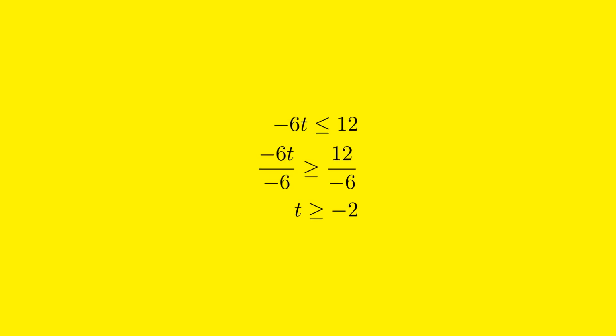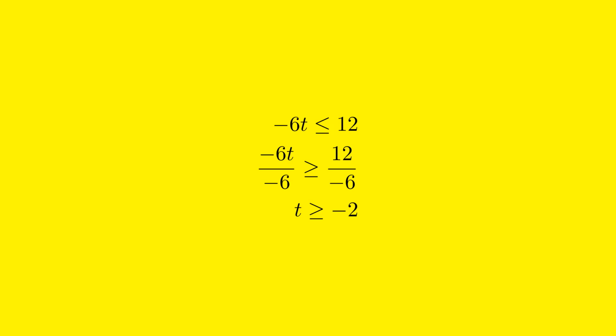Next, we need to isolate the variable t. Currently, we have the inequality -6t ≤ 12. To isolate t, we must eliminate the coefficient of t, which is -6. To do this, we divide both sides of the inequality by -6. When we divide an inequality by a negative number, we must reverse the direction of the inequality sign. This is a crucial rule in inequalities. So, we reverse the ≤ sign to a ≥ sign.